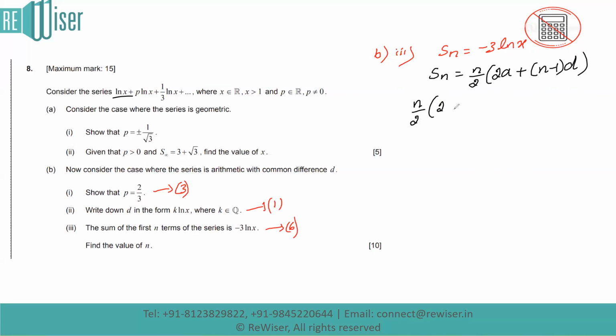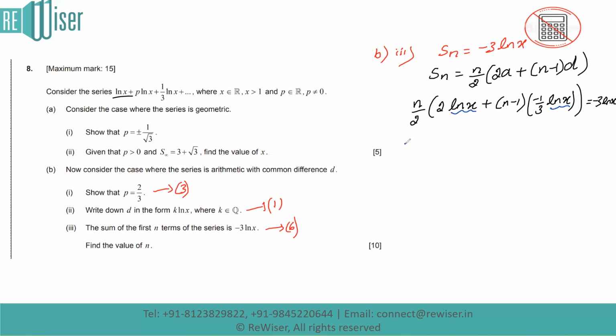A is the first term, which is ln x, plus n minus 1 into d, and we just got the value of d from part 2, which was minus 1 by 3 into ln x. And this entire statement will be equal to minus 3 into ln x. Now, if I simplify this, here I can basically take ln x common out.